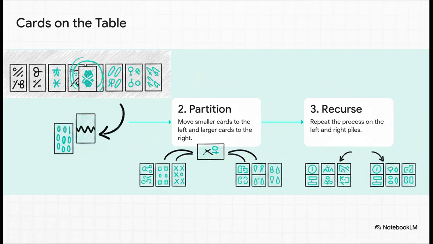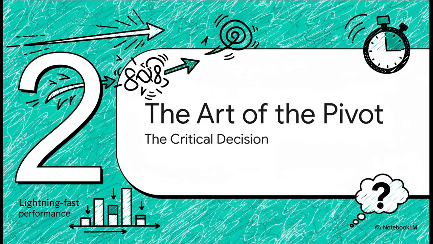Pretty simple, huh? And that brings us to the absolute heart of the matter, the single most critical decision in this entire algorithm, how you choose that pivot. Seriously, this one choice is the difference between lightning fast and, well, a complete catastrophe.